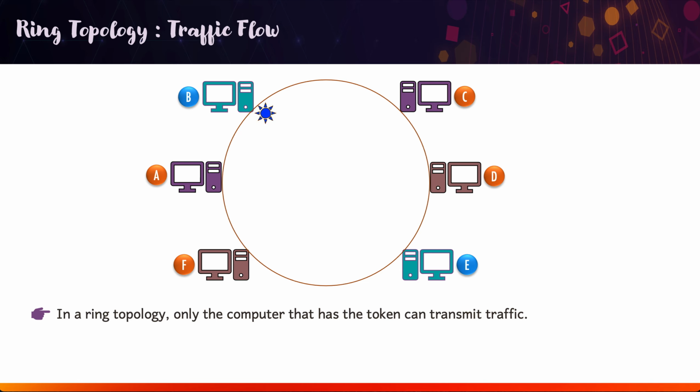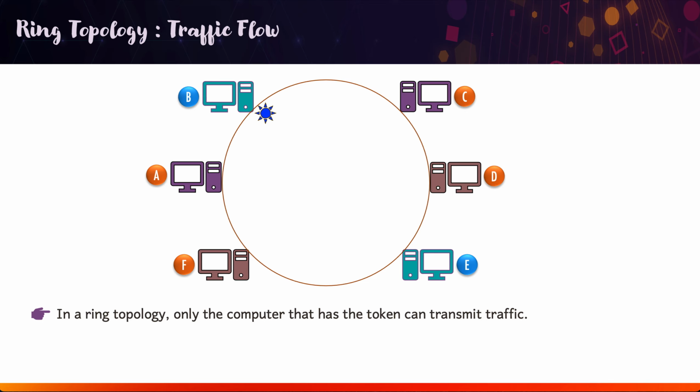The terminology is B takes the token, which is why in the animation it is graphically shown in a different color. Now who has the token? Computer B has the token. Now what can B do? B will send the data to E. Bear in mind that even though we say the traffic is going from B to E, it is going from B to C, C to D and D to E. The other computers are merely transmitting the traffic. Now B has sent all the data and E has received all the data.